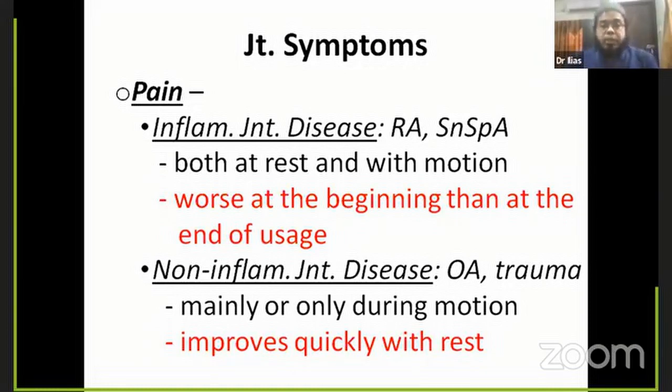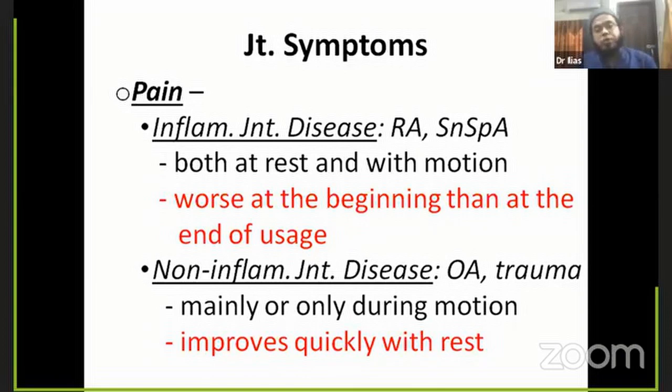Now I'm discussing some of the symptoms of the joint, along with arthritis or mechanical stress over the joint. First of all, the pain will be there. Earlier I told you about inflammatory pain and non-inflammatory pain. In inflammatory joint disease, the patient could have rheumatoid arthritis or seronegative spondyloarthropathy, and will feel the pain both at rest and with motion. But mostly the patient will feel the pain during rest. Whenever the inflammation lasts long, the pain will be felt during activities as well, and that will be worse at the beginning than at the end of usage.